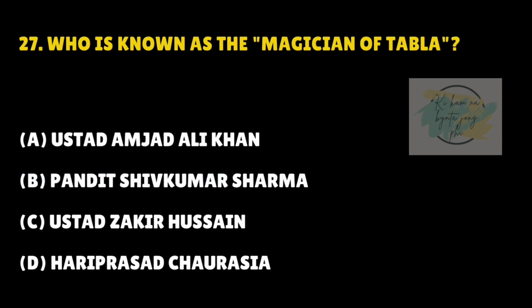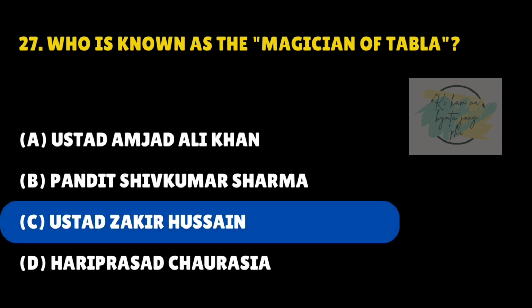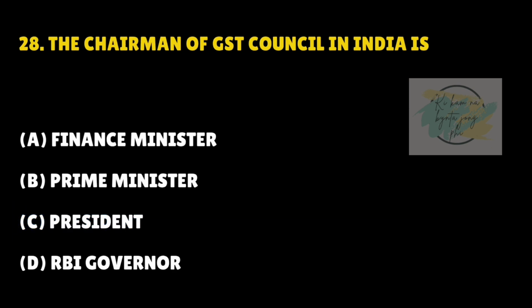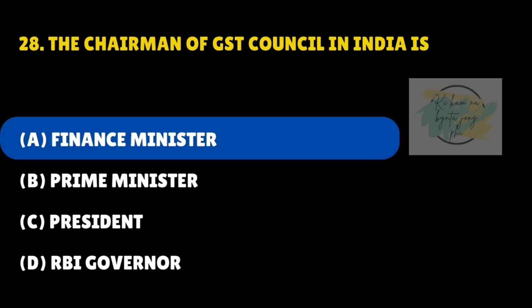Who is known as the magician of tabla? Answer is C. Ustad Zakir Hussain. The chairman of the GST Council in India is? Answer is A. Finance Minister.